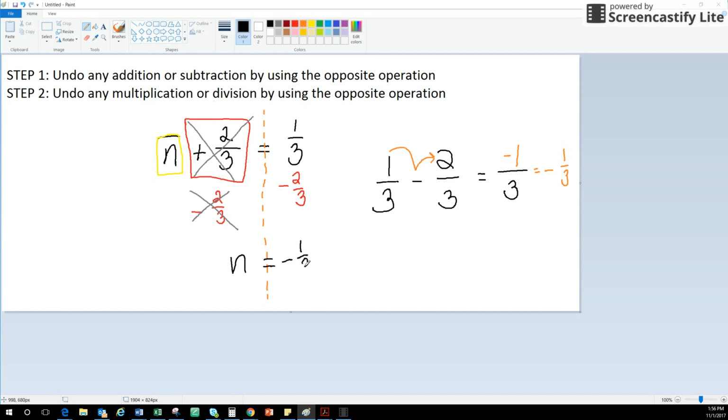So again, a problem with fractions looks a little difficult because there's fractions involved, but we know the steps. We know what we need to do. We just got to remember how we deal with those fractions. Okay, let's look at that second problem that's on your note guide.